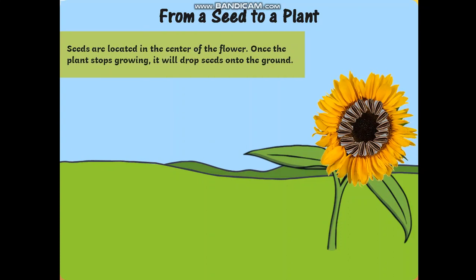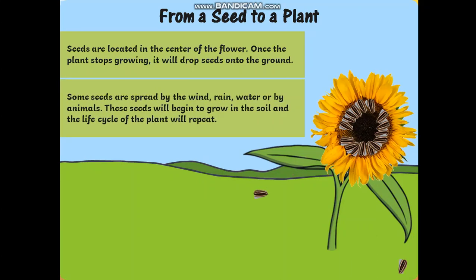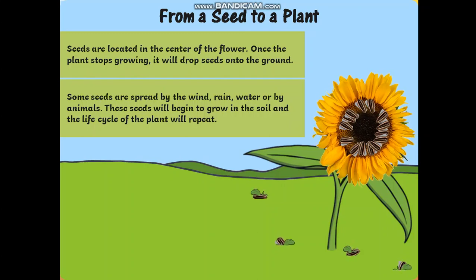Seeds are located in the center of the flower. Once the plant stops growing, it will drop seeds onto the ground. Some seeds are spread by the wind, rain, water, or by animals. These seeds will begin to grow in the soil and the life cycle of the plant will repeat.